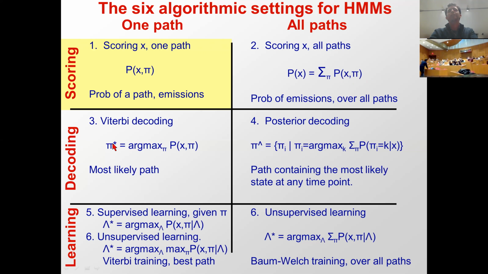Instead of looking at a single path, it was looking at a chimeric path, where at every position, it was simply choosing the hidden state that maximized the total probability, summed over all paths, of emitting that character from that state, given the entire sequence. Okay? Everybody with me on this?